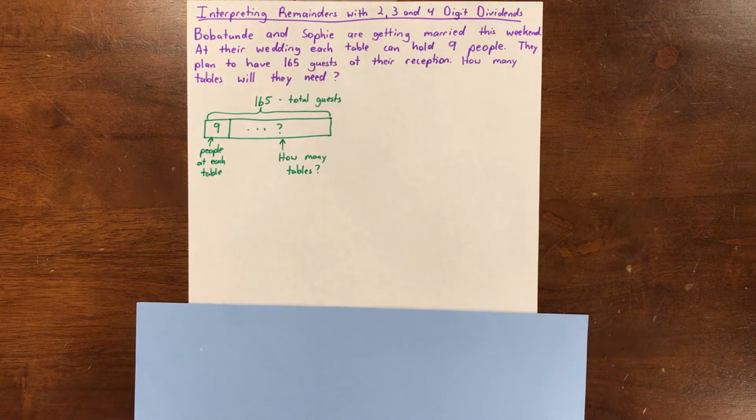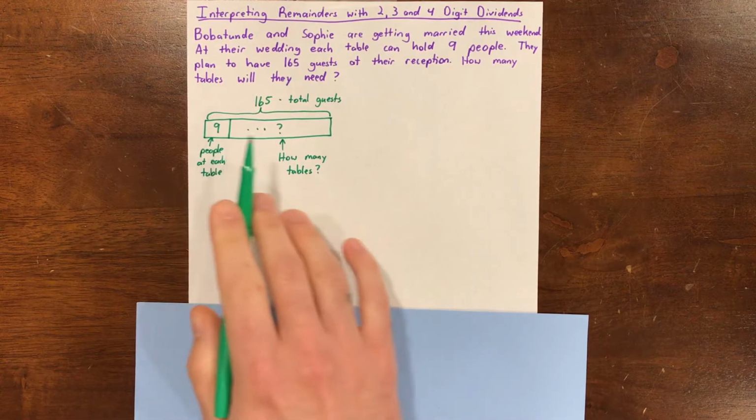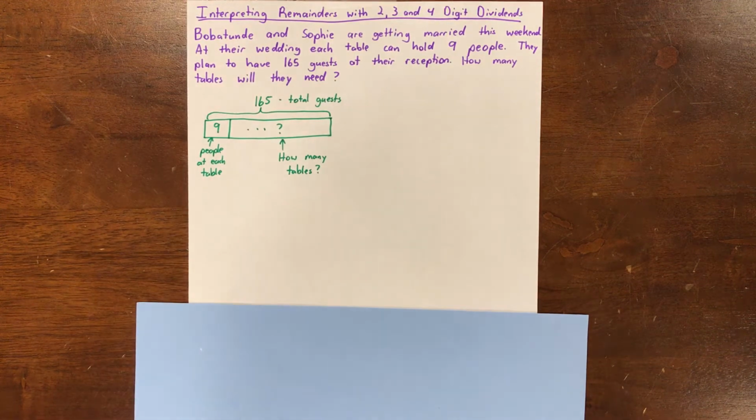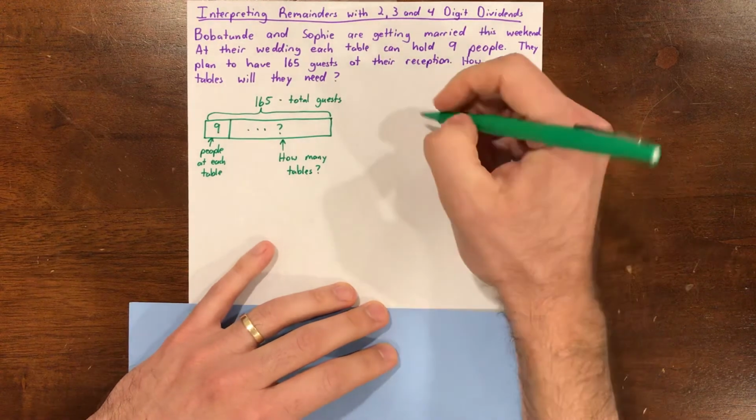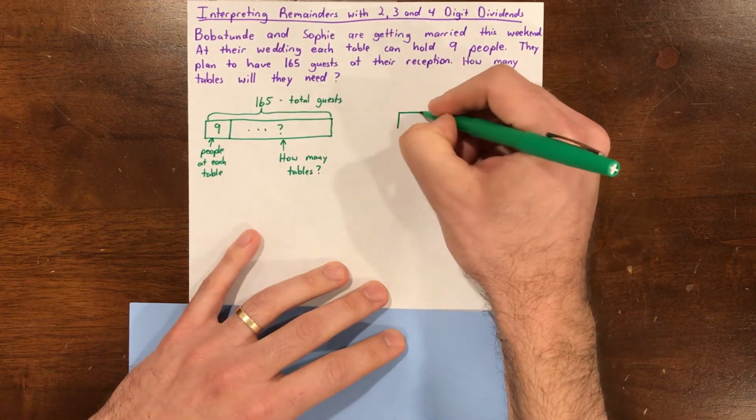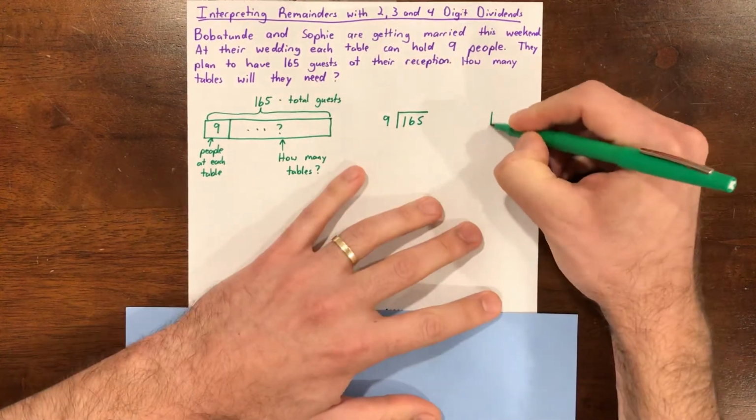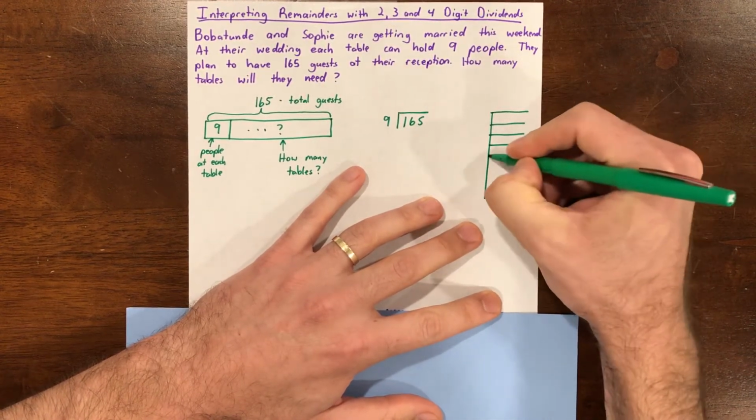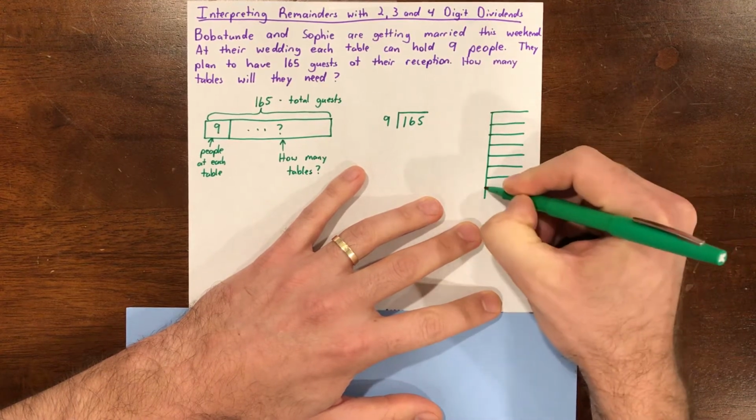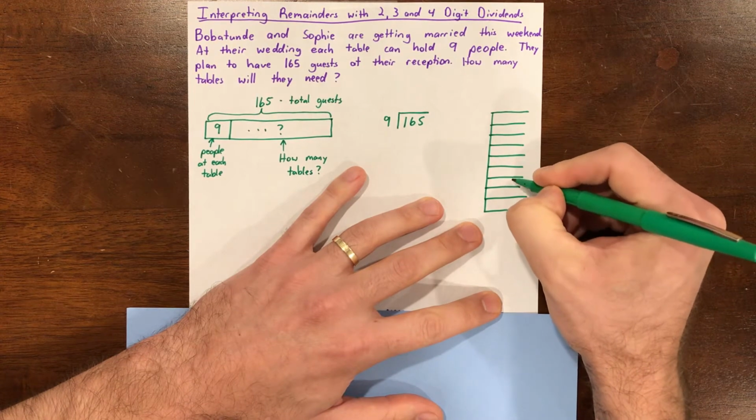Yeah, we're going to take 165 and we're going to divide it by 9 people at each table or 9 in each group, and that's going to tell us how many tables or how many groups we need. So there's lots of ways to do this we've worked on in the past. We're going to go ahead and practice our abstract sharing together. So that means I'm going to set this up here. We're going to have 165 divided by 9. Over here, I'm going to draw 9 groups. 1, 2, 3, 4, 5, 6, 7, 8, 9.